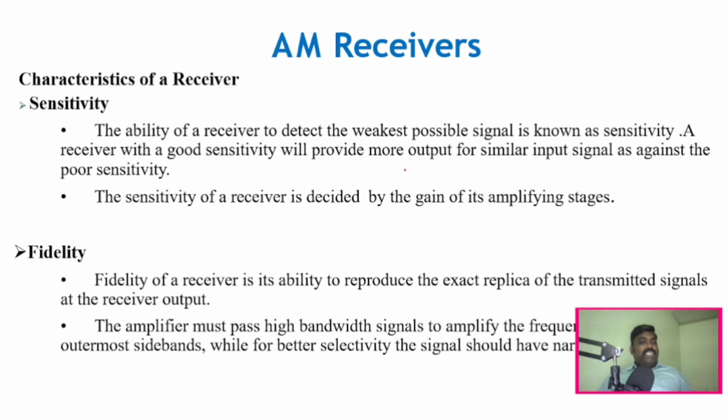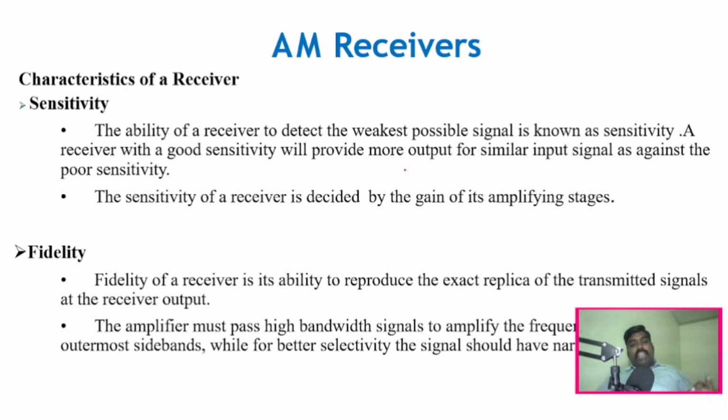And what is sensitivity? It is the ability of the receiver to detect the weakest possible signal. Say, for example, you have a receiver with good sensitivity and a receiver with poor sensitivity, and you give the same input signal. The receiver with good sensitivity will be able to produce more output compared to the other receiver, because it has the ability to detect even the weakest possible signal. The sensitivity of the receiver is decided by the gain of the amplifying stages which you have used. That determines the sensitivity of the receiver.